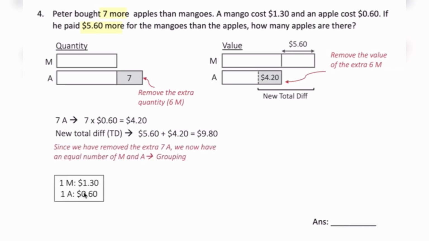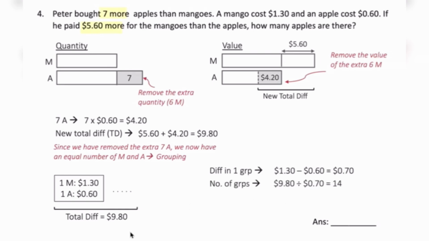The difference between the mangoes and one apple in each group, if I add up all the values of the differences in all the groups, it will add up to $9.80. Okay, so the difference in one group is 130 minus 60 cents. Okay, if I use 980 divided by 70 cents, I get the number of groups, 14, meaning there is 14 here. Okay, maybe I don't need to do this. The answer keys we have there. Okay, so this 14 here and 14 here.